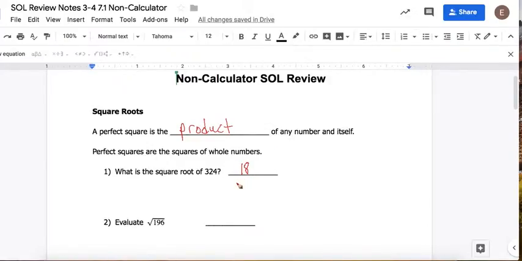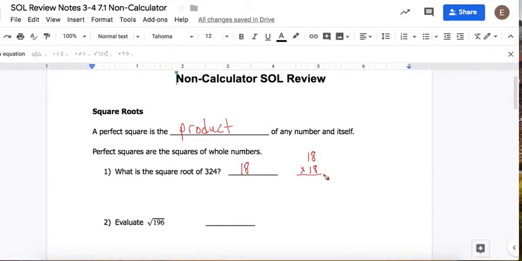So the only other choice we have between 11 and 20 is 12 times 12, because 2 times 2 is 4, and this ends in a 4. If you want to double check to make sure, and please write this down, you can double check to make sure your perfect square is correct by doing 18 times 18.